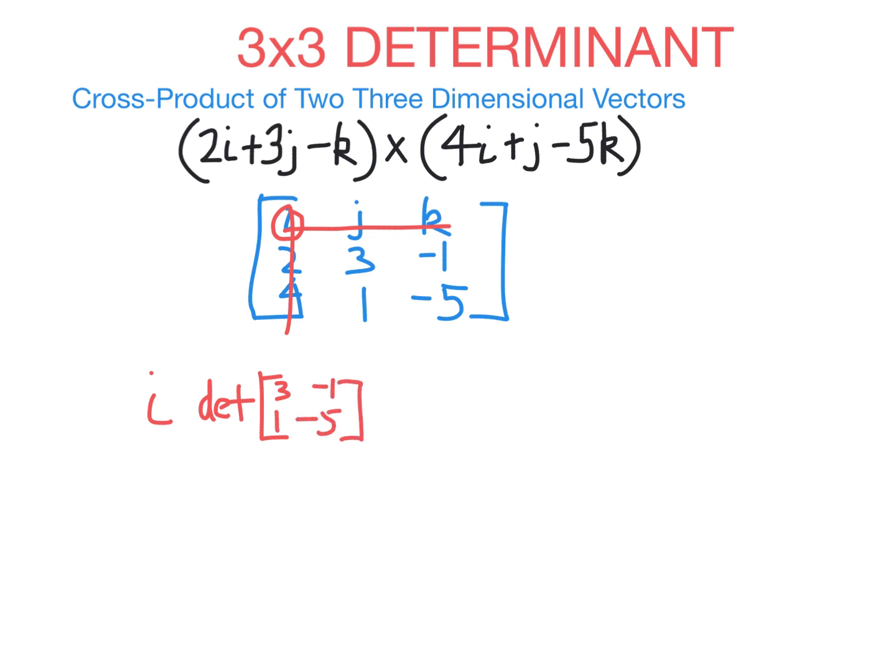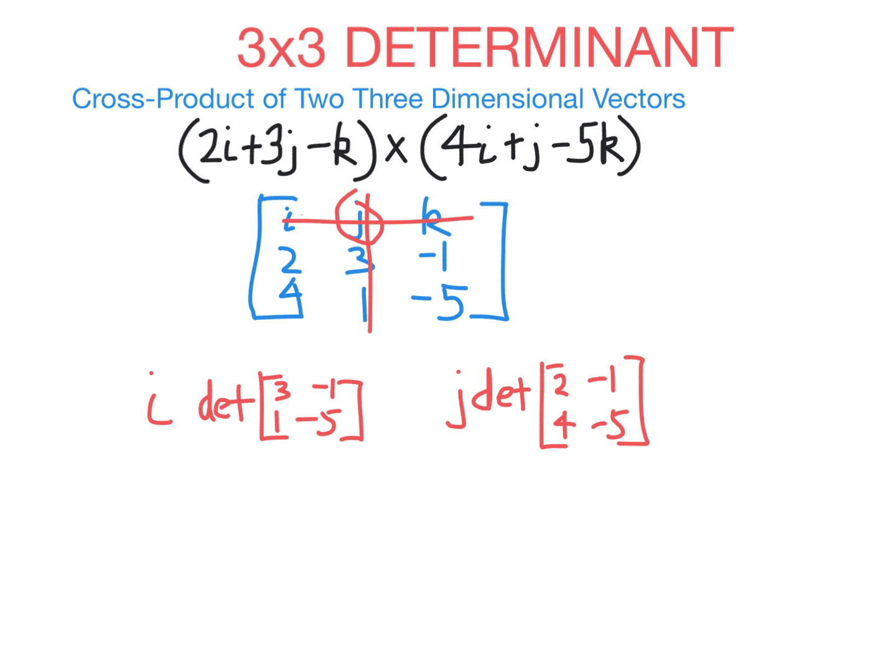So then we're going to start with the next element in that first row. That's J. So if we cross out the column and row of J, we're left with another 2 by 2 matrix. Just the matrix 2, -1, 4, -5. We calculate its determinant and multiply by J. So we do similarly for the last element in that first row, which is K. Cross out its column and row, and we are left with a 2 by 2 matrix. We're going to calculate the determinant of that 2 by 2 matrix, 2, 3, 4, 1.